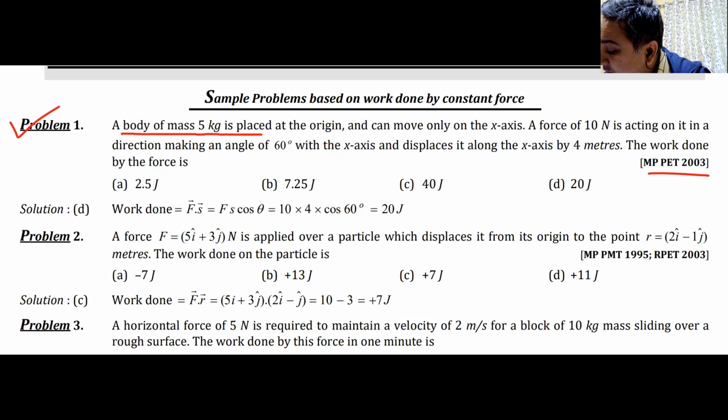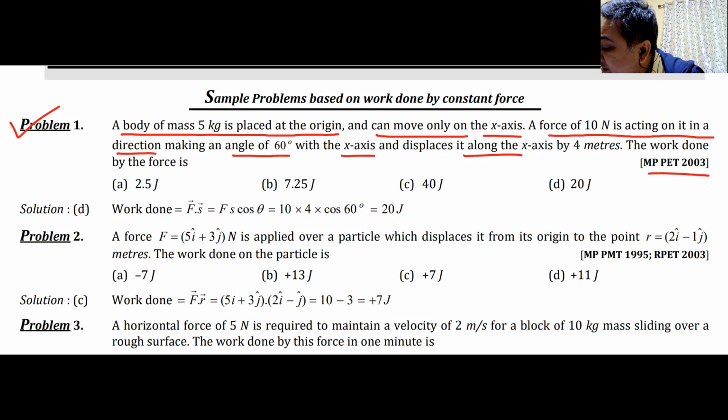A body of mass 5 kg is placed at the origin and can move only on the x-axis. A force of 10 Newton is acting at a direction making an angle of 60 degrees with the x-axis and displaces it along the x-axis by 4 meters. What is the work done by this force? The time starts now. Simple question. Should be done simply.